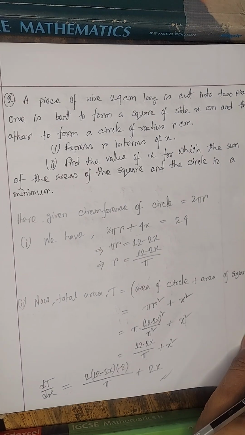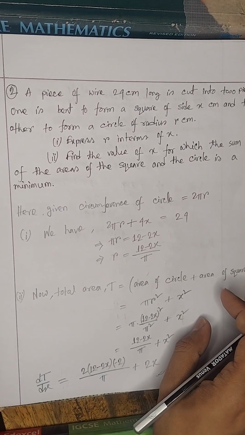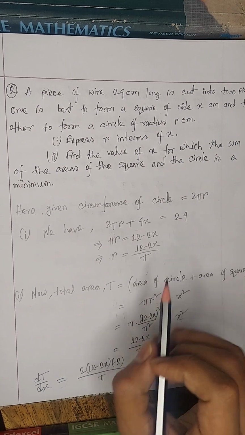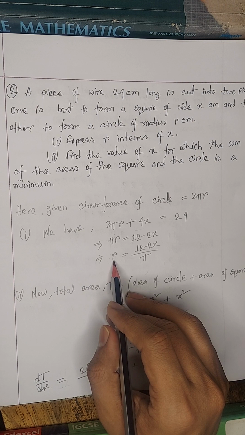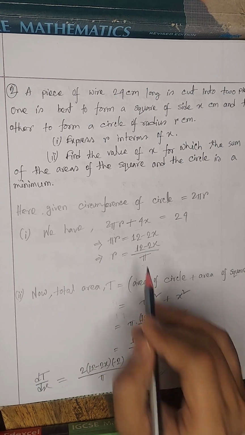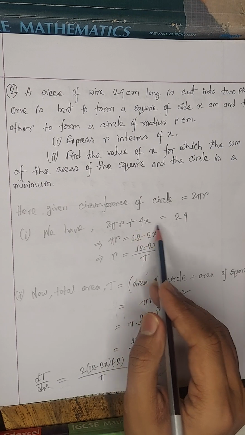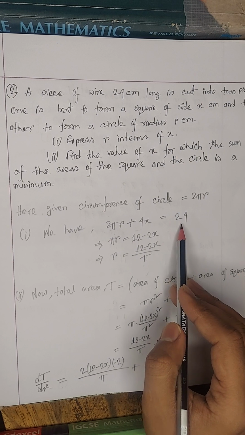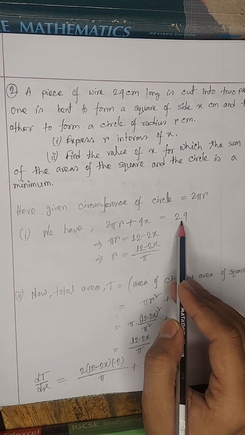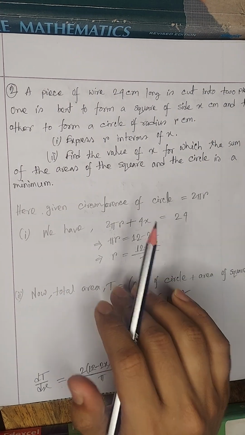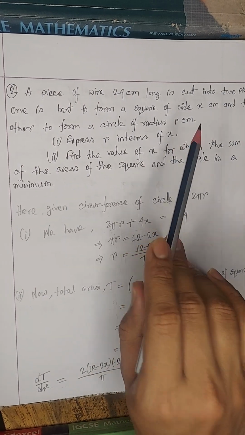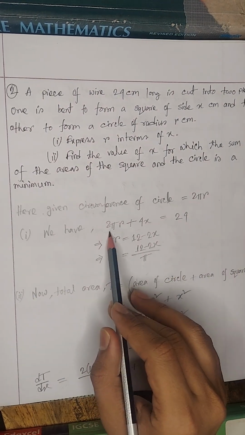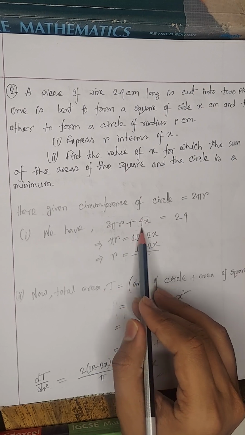Here given circumference of the circle is 2 pi r, right? So 2 pi r plus 4x is 24, and from that we get the value of r is 12 minus 2x by pi. Why is it 2 pi r plus 4x is 24? Because we know the piece of wire was 24 centimeter long, and we cut it into two parts. One part becomes a square and another is a circle. So circumference of circle and circumference of square.